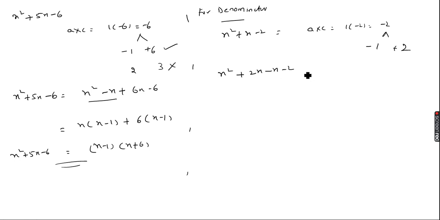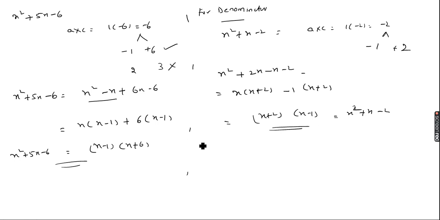So therefore it is nothing but taken x as a common here, x into x plus 2, minus 1 as a common here, we get x plus 2. Finally we get x plus 2 into x minus 1. So this is nothing but x square plus x minus 2.